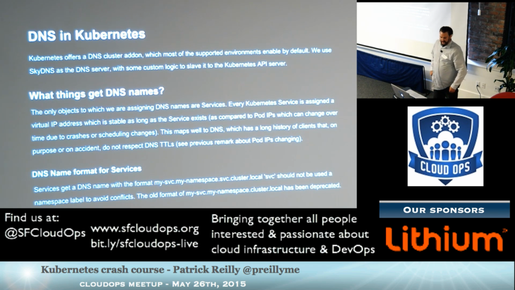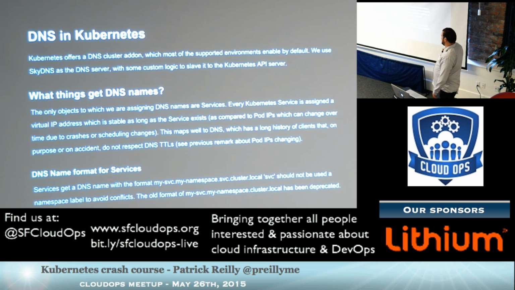Kubernetes offers a DNS cluster add-on, which most of the supported environments enable by default. We use SkyDNS as a DNS server with some custom logic to slave it to the Kubernetes API server. What's nice about that is SkyDNS relies on etcd, and so does Kubernetes, so we know that everything is going to be stored in a safe, easy to retrieve way. Let's talk about what things get DNS names. The only objects to which we're assigning DNS names are services. Every Kubernetes service is assigned a virtual IP address, which is stable as long as the service exists, as compared to pod IPs, which can change over time due to crashes or scheduling changes.